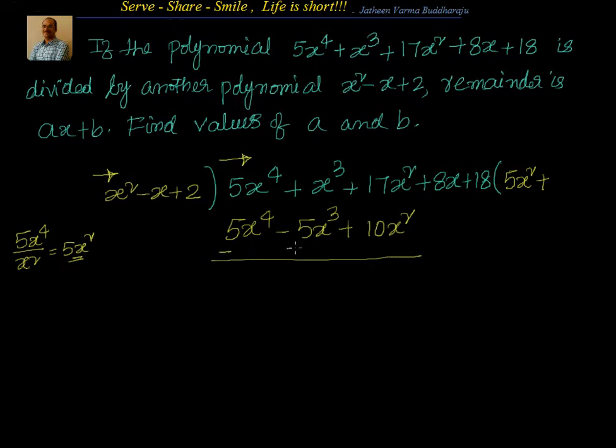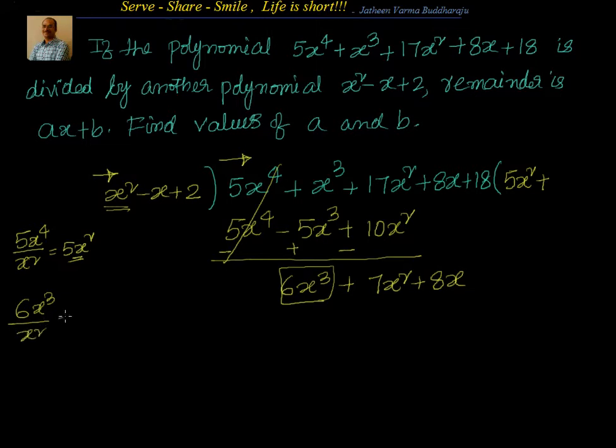Let's subtract them now. If I subtract, you know that I have to change the signs. It will become 6x cube plus 7x square plus 8x. Now, next step again, the leftmost term is 6x cube. I have to divide it by x square. So 6x cube by x square is equal to 6x. So I can write here 6x. 6x into x square is 6x cube. 6x into minus x is minus 6x square. 6x into plus 2 is 12x.